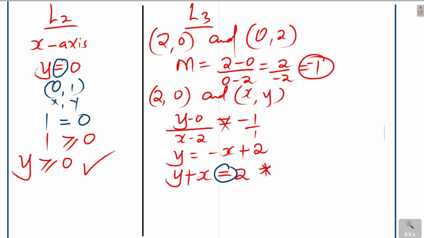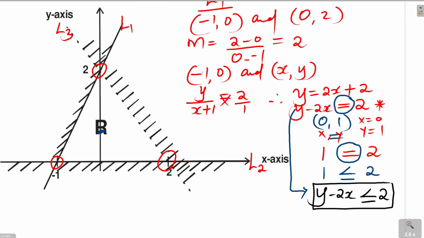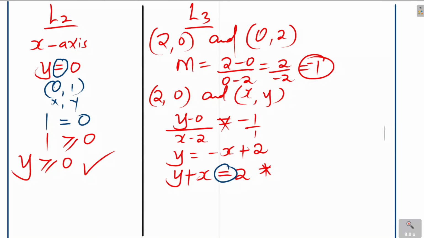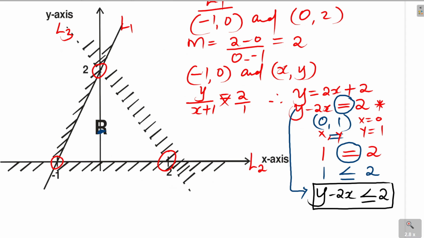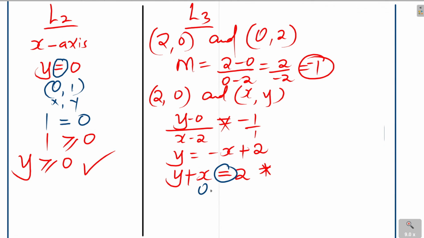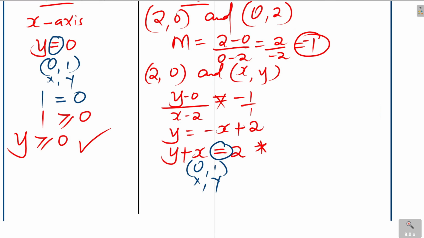Now what you need to do is get the inequality sign that you're going to insert where we have that equal sign. We shall still use the same point on the required region, not (1, 0) but (0, 1). (0, 1) is the point. So x is equal to 0, y is equal to 1. So substitute that in this equation. So when x is equal to 0, y is equal to 1, you'll get y plus x will be 1 equals 2.